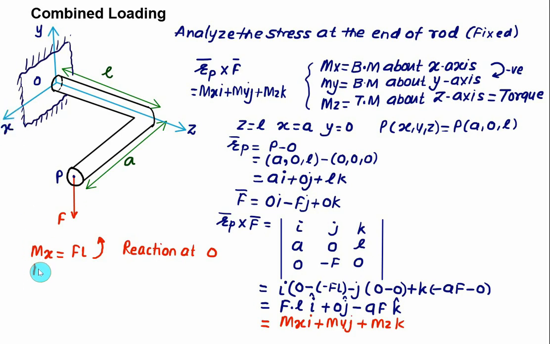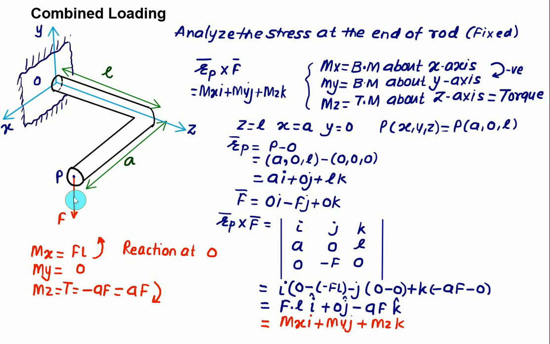Then we have My. The bending moment about y will be equal to 0. And we have the twisting moment Mz, which we call the torque. That torque is equal to minus A into F, minus AF. But the value is negative, so we can write this value as A into F and it will be clockwise. So all these are the reactions at O. So without drawing the free body diagram, using the vector concept, that is r P cross F bar, we can find the reaction at point O.